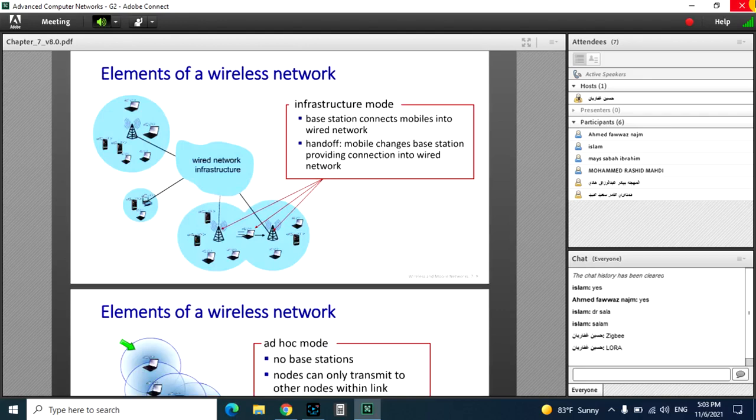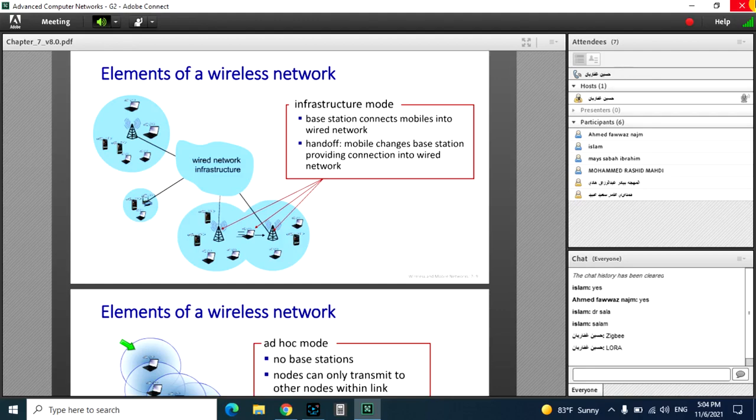Okay. When we talk about a wireless network, we can divide wireless networks into two groups according to their mode. A wireless network may or may not have an infrastructure. Infrastructure means that there is a tool that connects a wireless network into a wired one. Okay. So I can group wireless networks into two main groups: infrastructure mode and ad hoc mode.